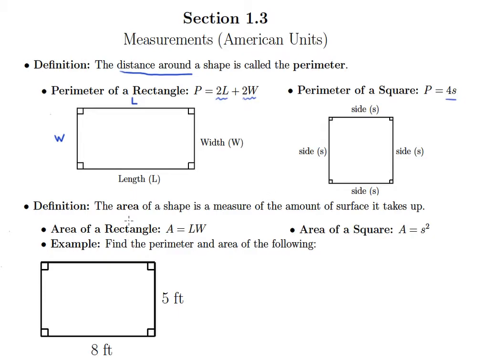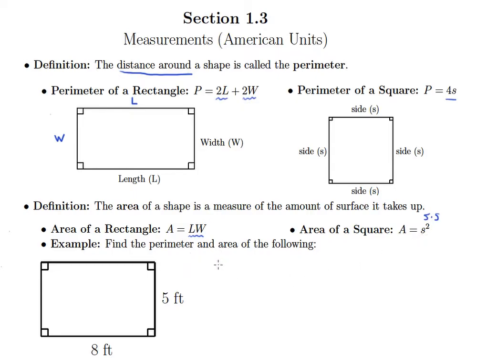And then the area, remember, is the measure of the amount of surface that something takes up. And when we're talking about rectangles, we find the area by taking the length times the width. And then if we're talking about a square, where again all the sides are the same, length times width is really just the side length times the side length. But we know that whenever we have something times itself, you can write that as that thing squared. So area equals the side length squared in the case of a square.